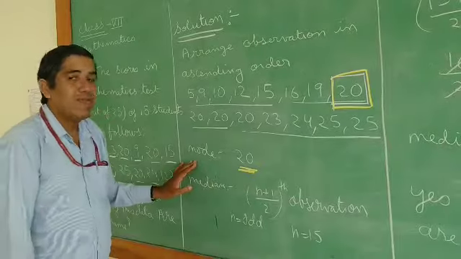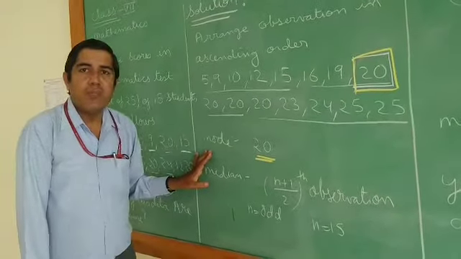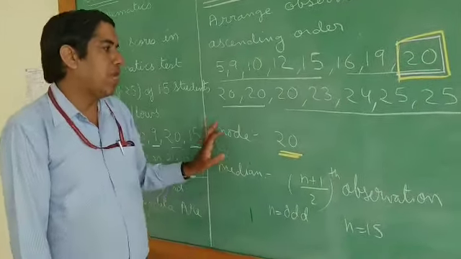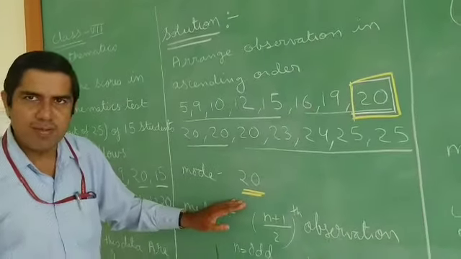Now what is the definition of mode? The observation that repeats maximum times. So 20 came how many times? 4 times. So mode is 20.